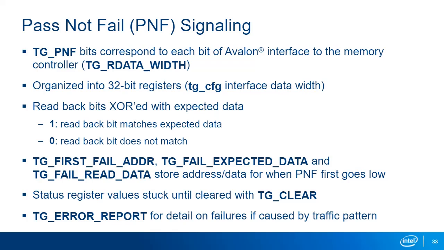So if a TG PNF bit is high, the correct data was read back. If it's low, the return data was different from the expected data. When a failure is first seen by the traffic generator, the address of the failure, the expected data, and the actual read back data are stored in the registers listed.